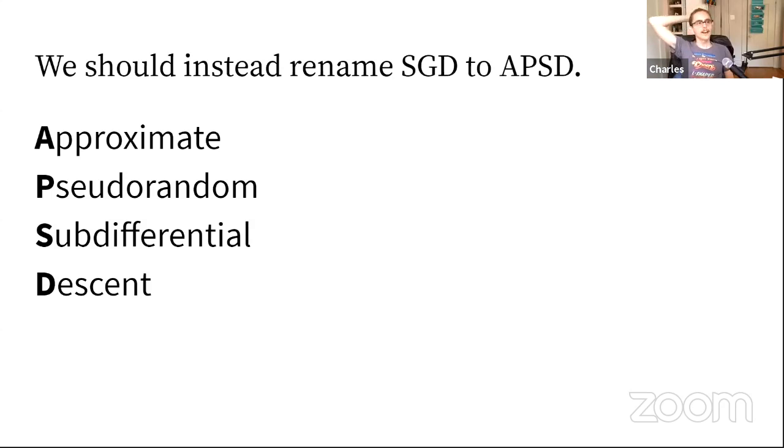So I have here now a change.org petition, a call to arms to rename SGD to APSD. So hopefully folks will join me in referring to it instead as approximate pseudo-random subdifferential descent. Approximate descent being how we get around the problem of descent not being what we're doing. Pseudo-random to emphasize that this is not a stochastic algorithm, and subdifferential so we actually name the thing that we are using rather than calling it a gradient just because that's easier.